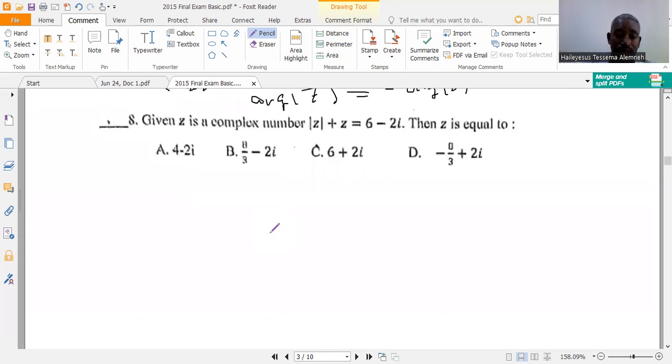The next one is: given z is a complex number, z plus the modulus of z is equal to 6 minus 2i. Then what is z?